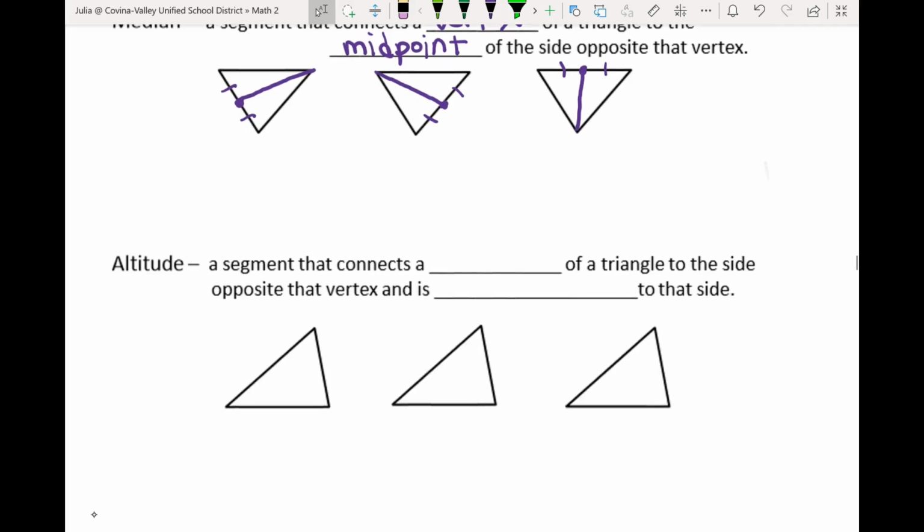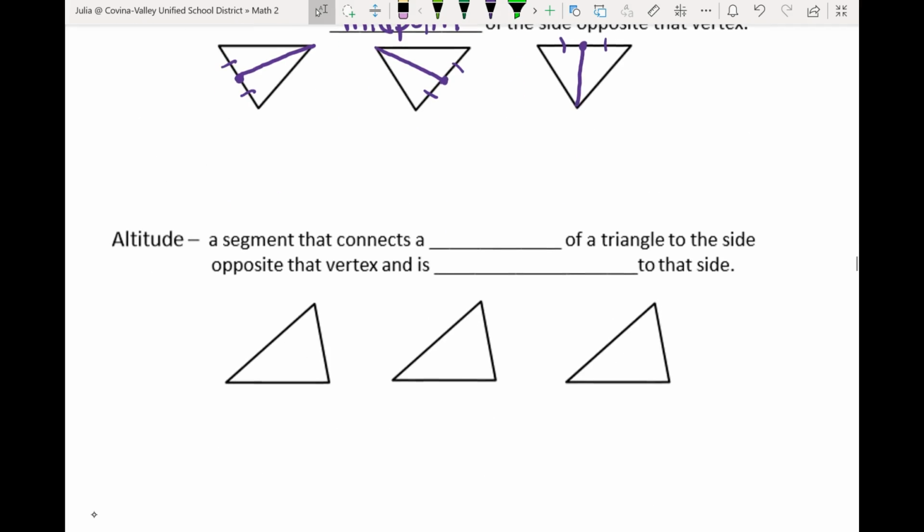And the last one, altitude. What's special about an altitude? It has to have a right angle, good. It has to be perpendicular. And it has to go through the other vertex. It has to go all the way across a triangle. So a segment that connects a vertex, one of the angles, a vertex of a triangle to the side opposite that vertex, and is also perpendicular to that side, meaning there's a right angle.